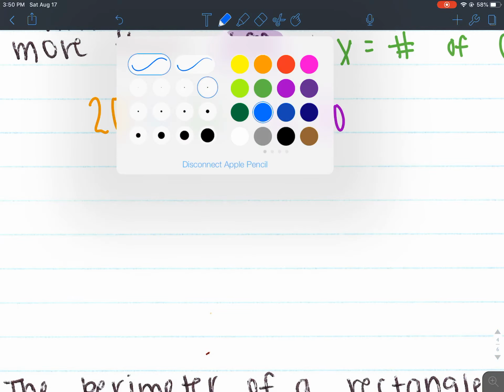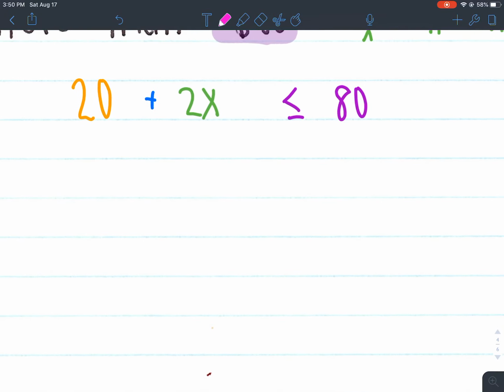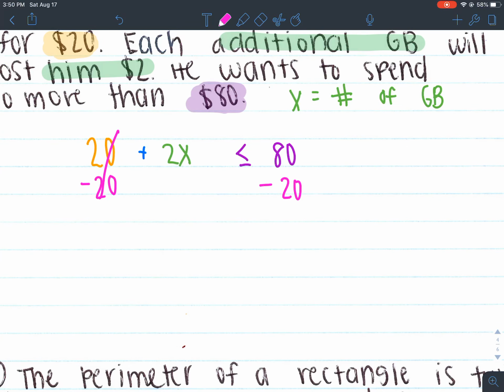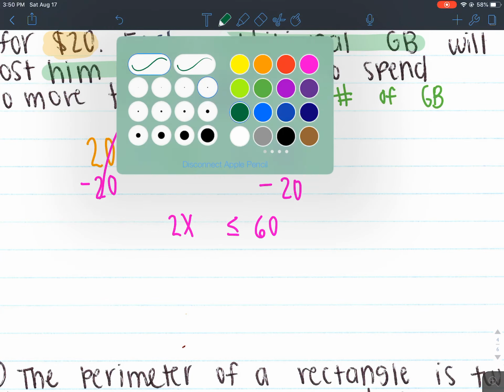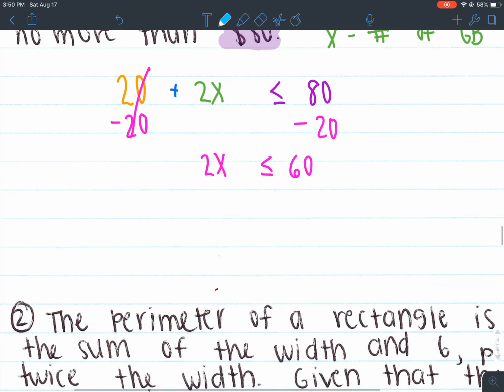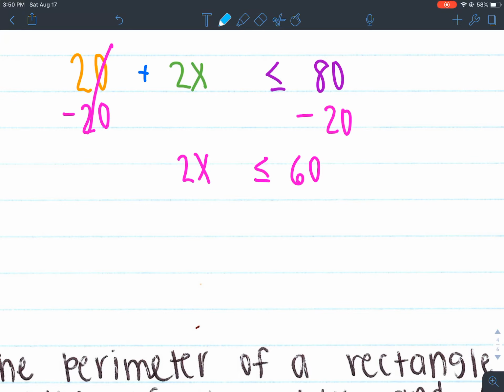But I also want you to solve. So let's go ahead and solve this. So again, we want x by itself, so we're going to subtract 20 on both sides. So I have 2x is less than or equal to 60. Our next step here, I just realized that all my colors were off. I was wondering why all the colors are boring. All right, and then I need to get x by itself, so I'm going to divide both sides by 2. So I have x is less than or equal to 30.